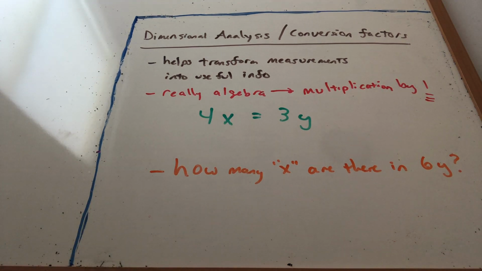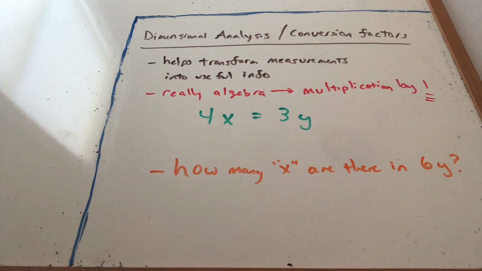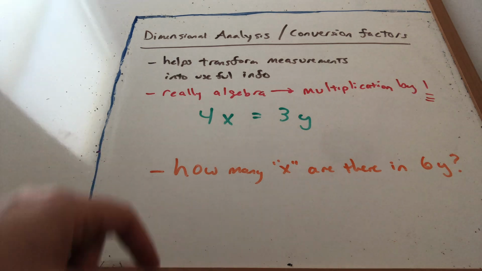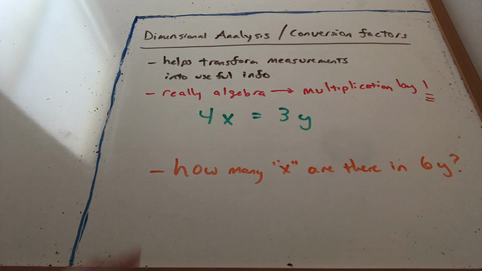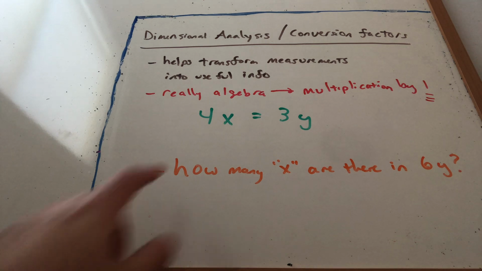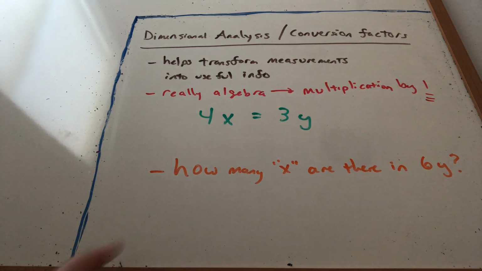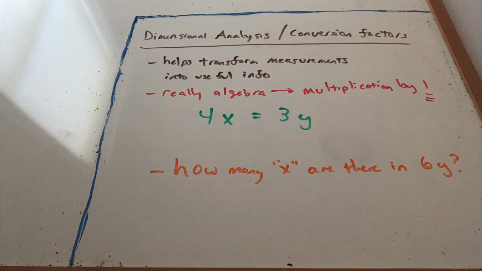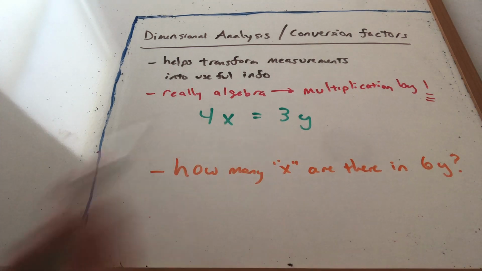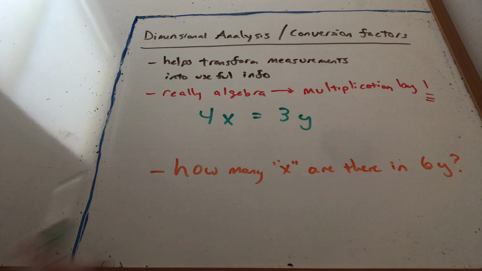So the way that I'm going to introduce it to start with is, here's an equality. We have 4x equal to 3y. In our chemically relevant problems, x and y are going to be units. We already mentioned that units are treated like variables. So if I have 4x and I have 3y, I have this equality. I can take this equality and I can build conversion factors. Conversion factors are fractions. So how do I take this equality and build a conversion factor?